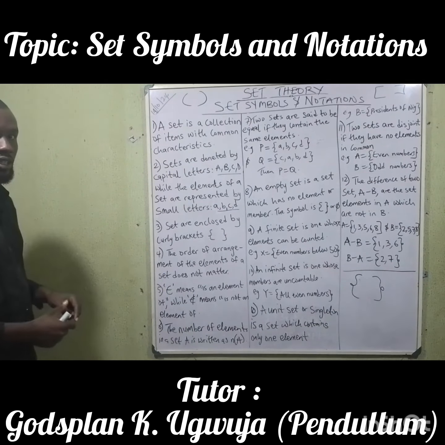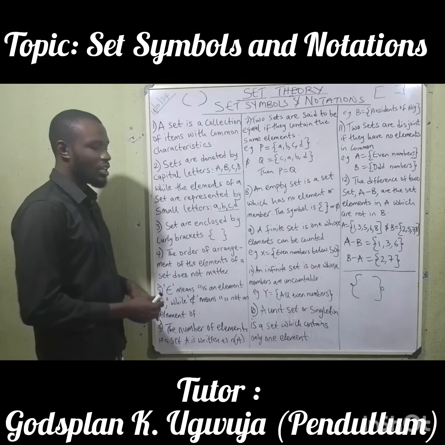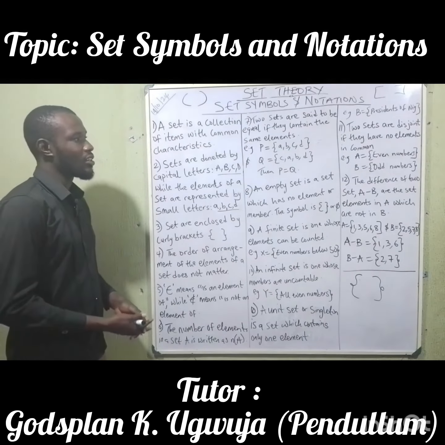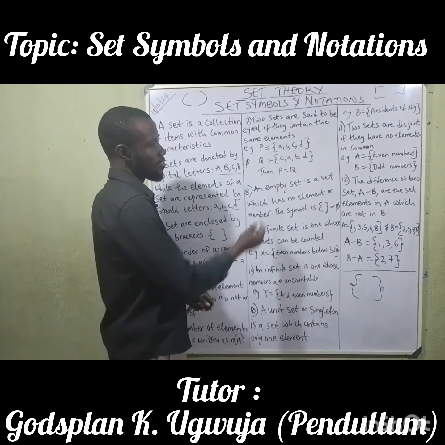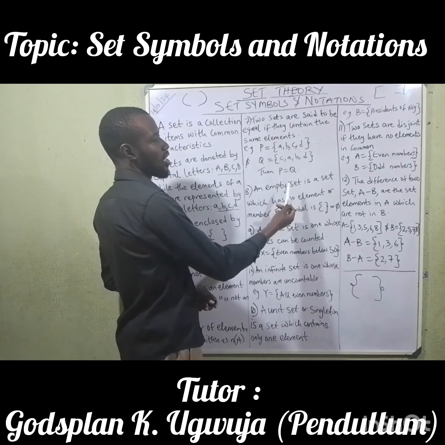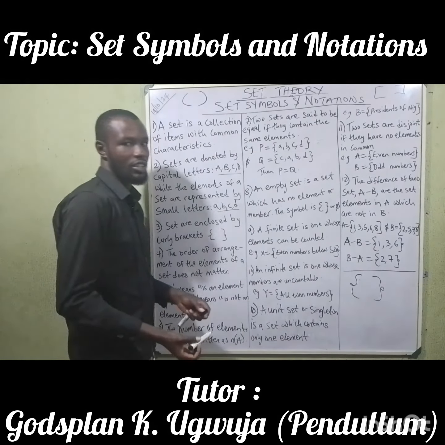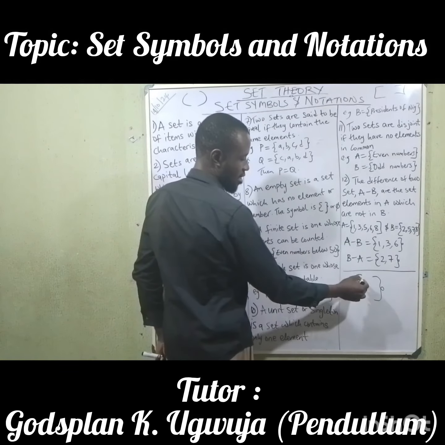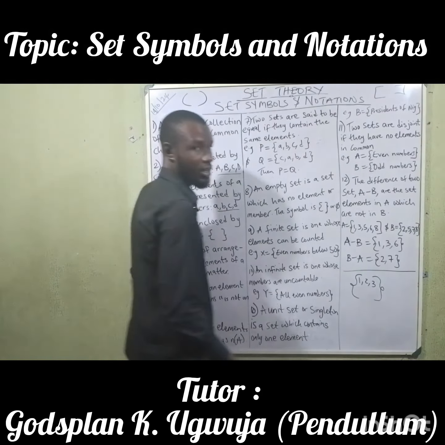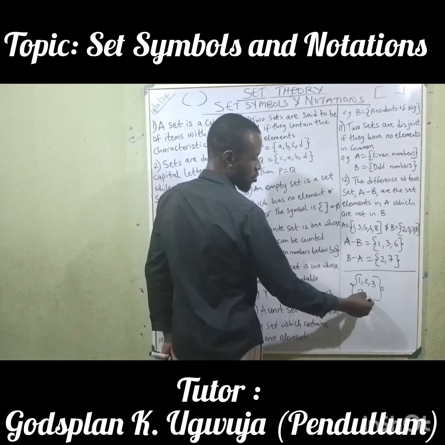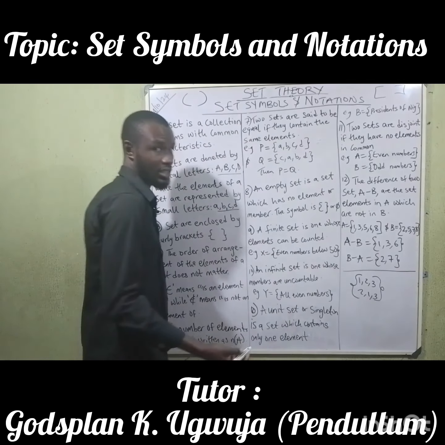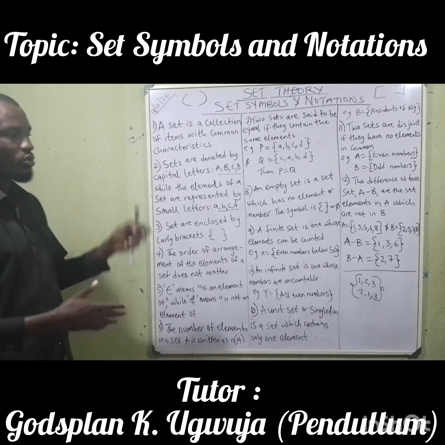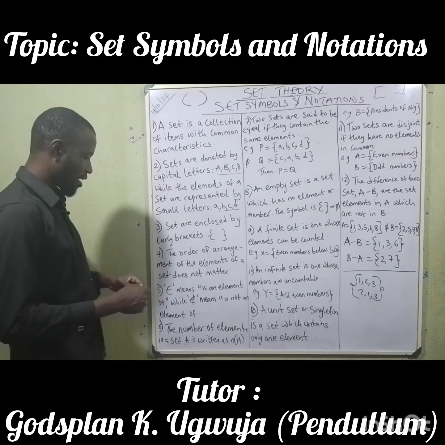Then another very important thing in sets: the order of arrangement of the members, or the elements, of a set does not matter. So whether I write A, B, C, D or C, A, B, D, it doesn't matter. They are the same thing. Whether I write a set 1, 2, 3, or another set 2, 1, 3, these two sets are the same thing. The order of the arrangement does not matter when it comes to sets. Alright, so I hope that's clear.